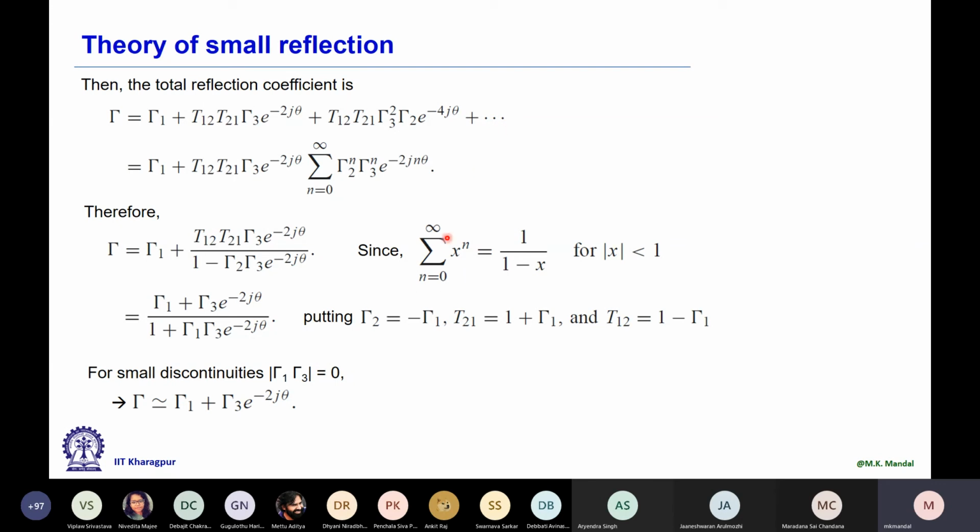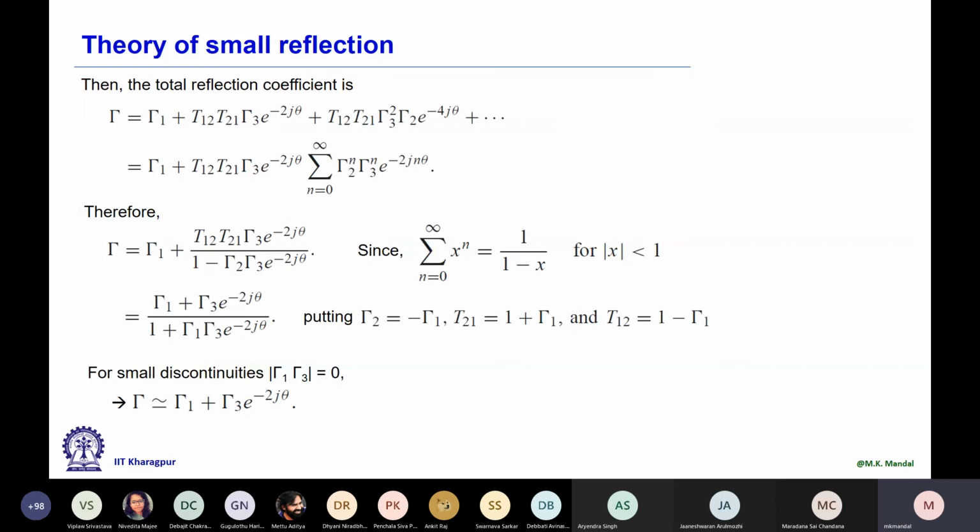You know this relationship: the summation from n equal to 0 to infinity of x to the power n, we can represent by 1 over (1 minus x) when the magnitude of x is much less than 1. Now we use this relationship here, where x is gamma 2, gamma 3 e to the power minus twice j theta. So we see that gamma 2 is equal to minus gamma 1.